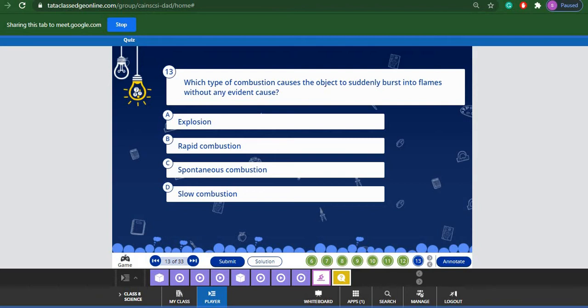Sir, A. B. Sir, C. C and B. Sir, C. All of you agree with C? Yes, sir. Vedant, and what about Mania, is it C or B? Sir, rapid combustion to B. Okay, so let's check C or B. I select C. So which one? Spontaneous. Now next one.